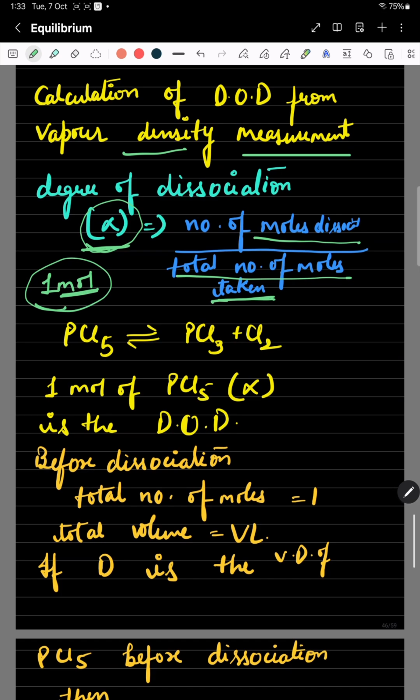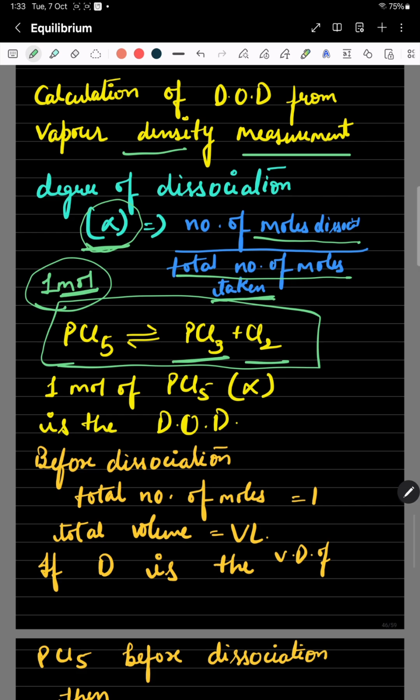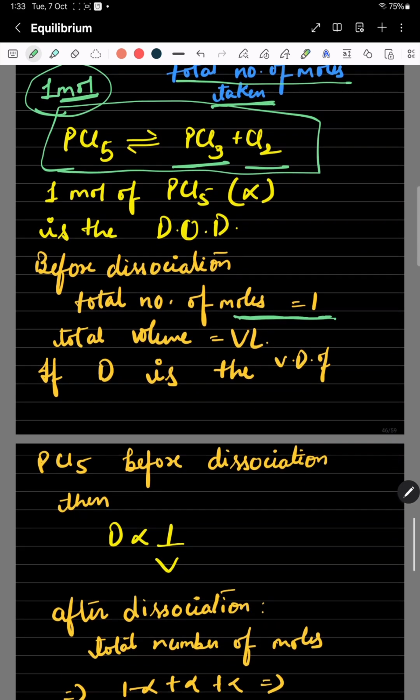PCl5, when heated, will give you PCl3 plus Cl2. This is a reversible reaction that has already reached equilibrium. You have taken 1 mole of PCl5. Now from that 1 mole of PCl5, what is the degree of dissociation? Let's understand. Before dissociation, what is the total number of moles? That is 1 mole. Total volume is V liter. Capital D is the vapor density of PCl5 before dissociation.